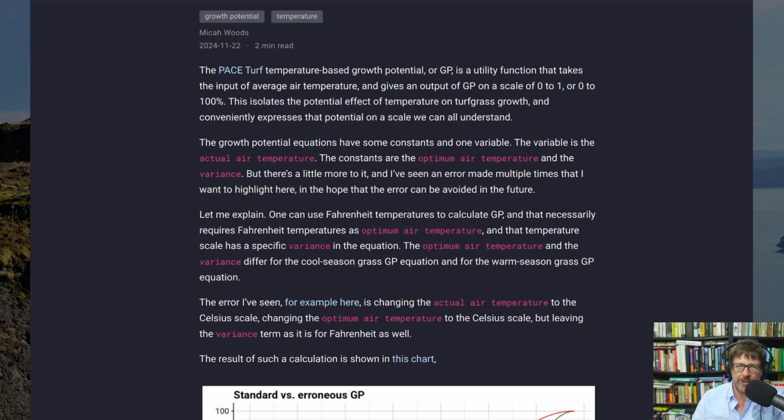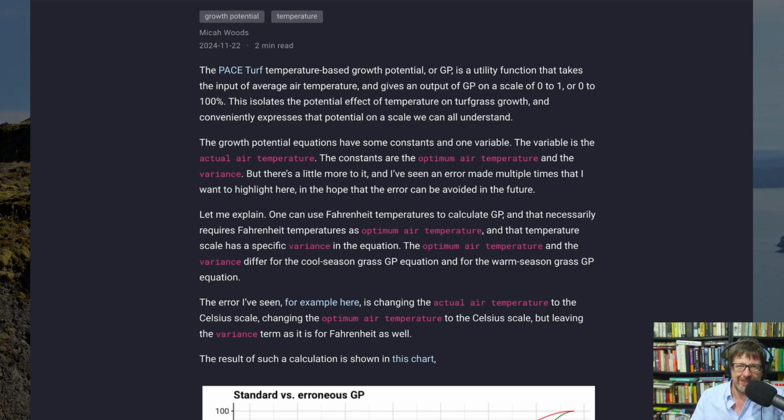It turns out that this simple growth potential equation comes into use all over the world, and it turns out to be really useful because we can compare growing conditions all over the world, all on the same scale, whether you're using Fahrenheit or Celsius degrees for temperature, or if you happen to be using Kelvin or some other degree scale, you can express it on a 0 to 100% basis in terms of how close the actual temperature is to the optimum temperature for turfgrass growth.